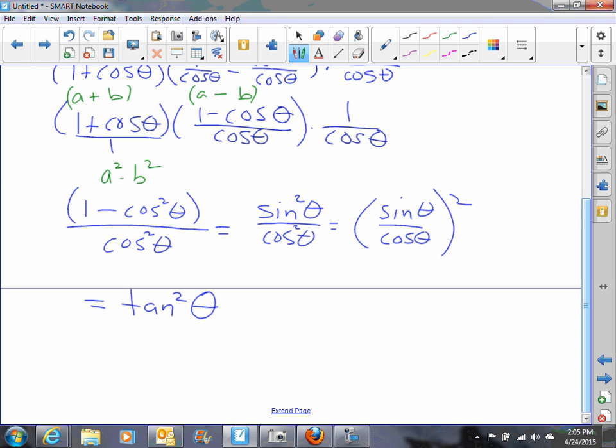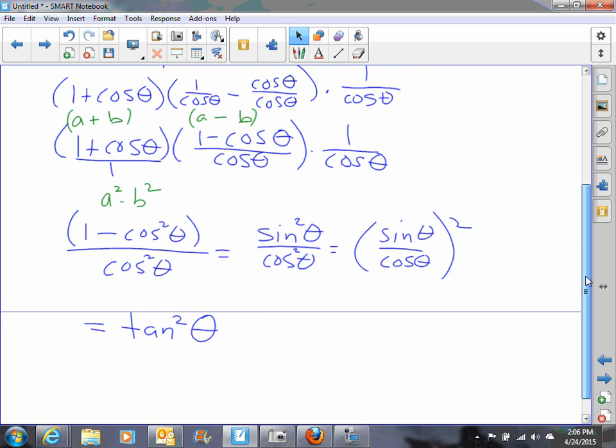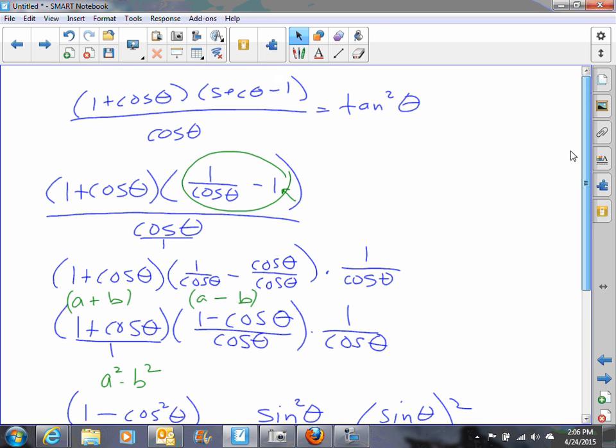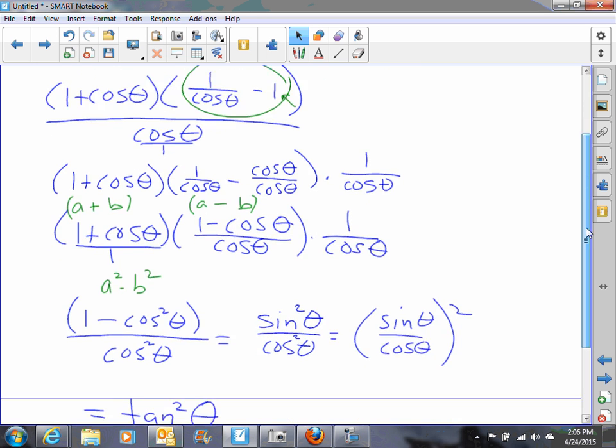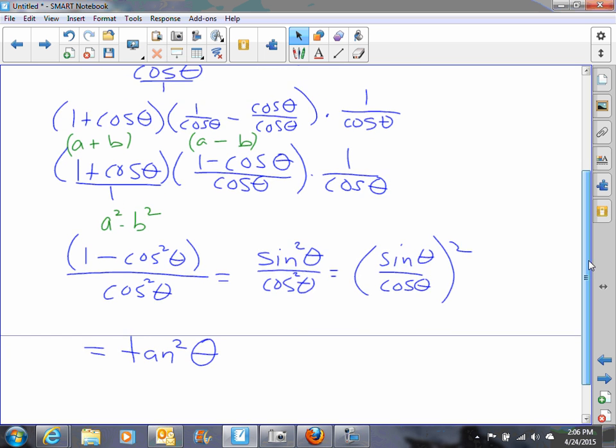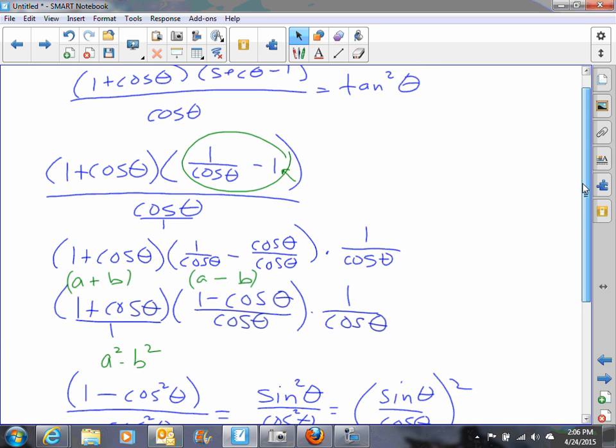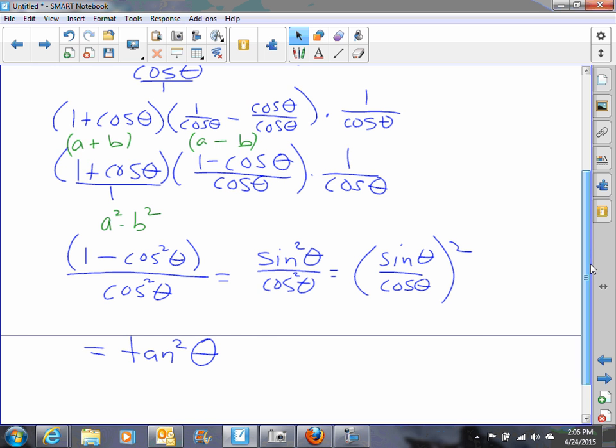So what we've done now is we have taken the left-hand side of this identity, 1 plus cosine theta times secant theta minus 1 all over cosine theta, and transformed it through reasoned steps till we get the tangent squared of theta. And what that means is we've verified this identity.